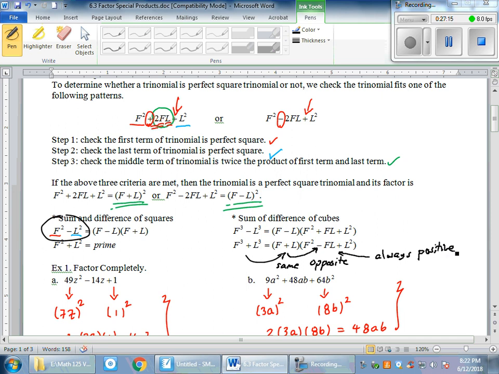So this is how I remember: same, opposite, always positive. So look at this: same, opposite, always positive.